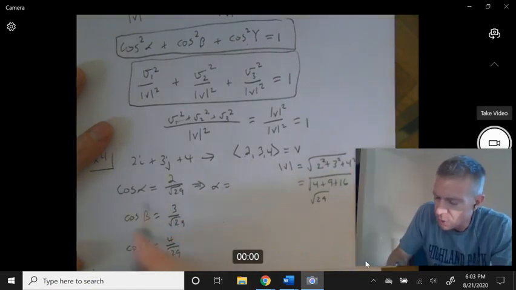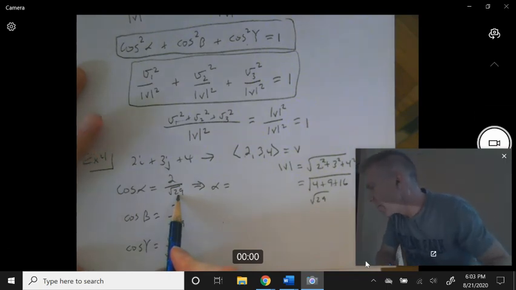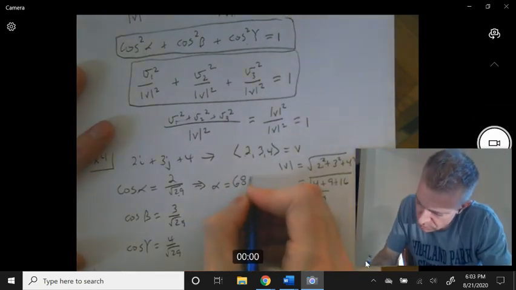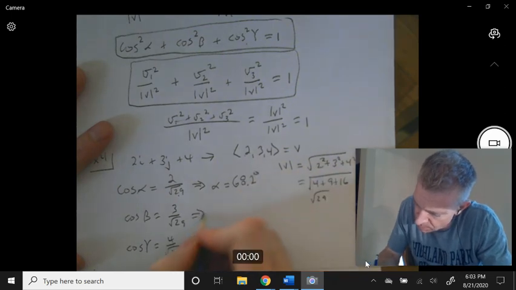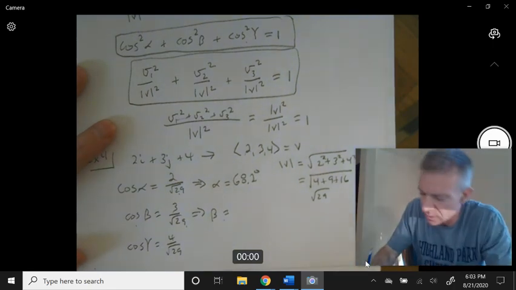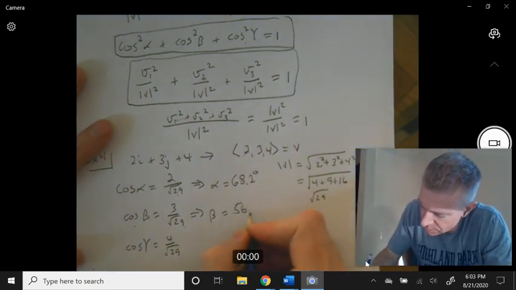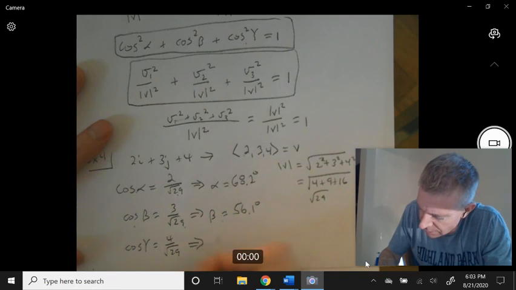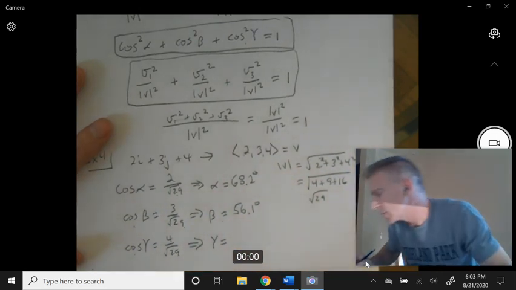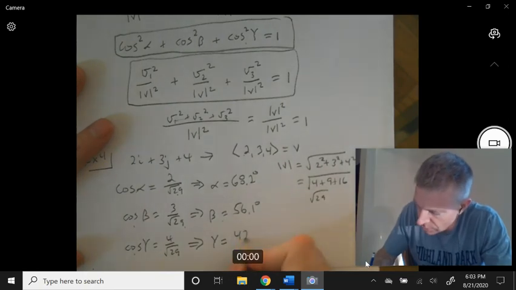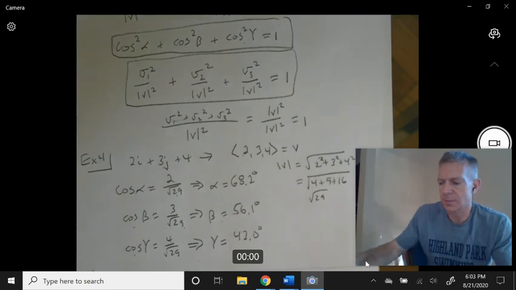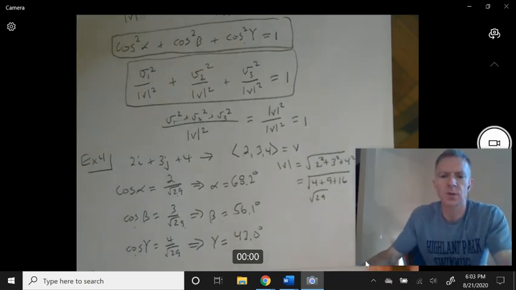Now, if you want to find your actual angles, for alpha you just have to do cosine inverse of this, and that comes out to 68.2 degrees. Beta would be cosine inverse of 3 over rad 29, which is 56.1 degrees. And gamma is cosine inverse of 4 over rad 29, which is 42.0 degrees. So that's it. There's not a whole lot to this, but it is something you probably haven't seen before. It's not super intuitive.